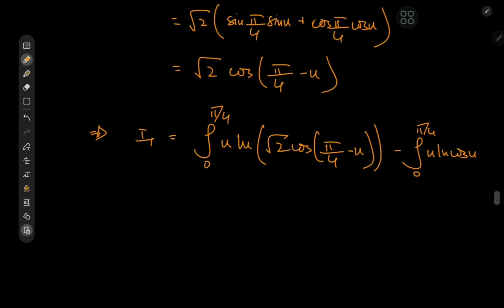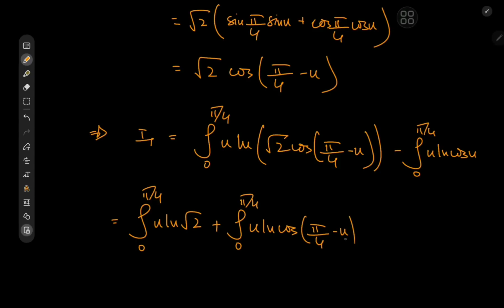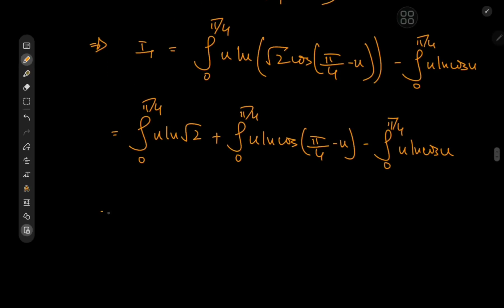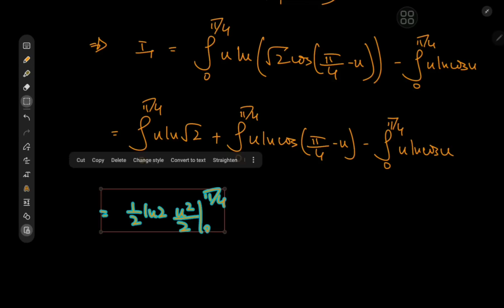Okay, cool. And again, making use of the properties of the logarithm, we can separate the root 2 from the cosine term so that we have integral 0 to pi by 4 u times log root 2 plus integral 0 to pi by 4 u times log cosine of pi by 4 minus u, minus integral 0 to pi by 4 u times log cosine u. And everything's looking good so far. First up, we have 1/2 of log 2 times u squared by 2 on integration, limits being 0 and pi by 4. Now, what on earth do I do with the other integral?